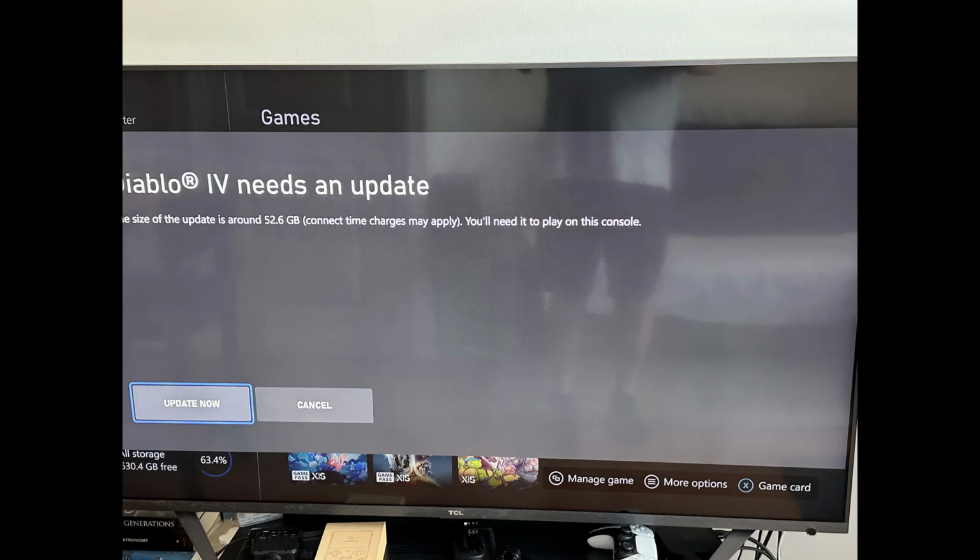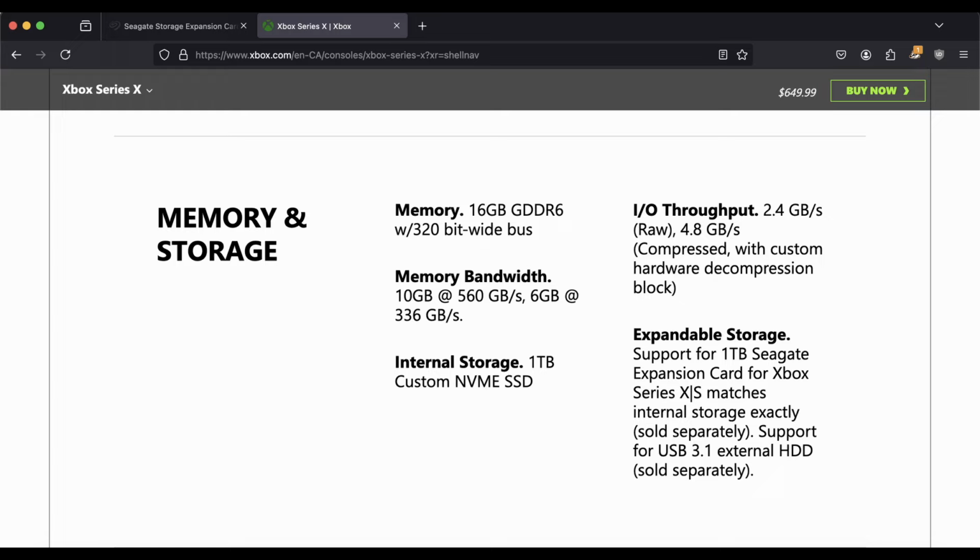One example for that is Diablo 4. I was curious how the drive would manage my delivery, because Diablo 4 is 44 gig on the Series S, but over 85 on the Series X. When I switched the expansion card to the Series X, I had a pop-up when I tried to play Diablo 4 saying, oh, you need more files if you want to play this game. And then there was a 52 gig patch to download.